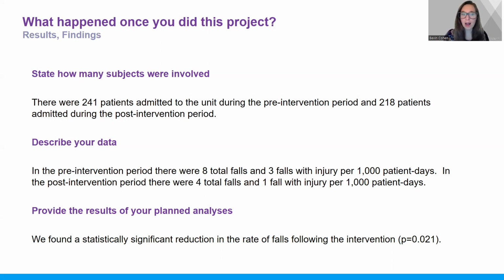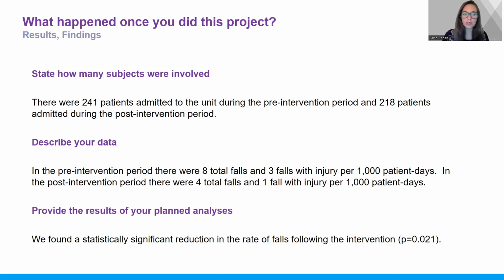Next, you want to talk about the data that you found descriptively for those main measures that you had talked about in the previous section. So you're telling your audience here that in the pre-intervention period, you found 8 total falls and 3 falls with injury per 1,000 patient days.